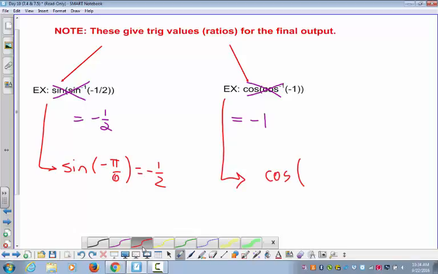Here, inverse cosine of negative 1. Angle on top with a cosine of negative 1 is pi. And then cosine of pi is negative 1. So if the inverse trig function is on the inside and its inverse is on the outside, they just eliminate each other. They undo each other. So, all right. But again, if you're not comfortable with the general principle, just start on the inside and work your way out. That always works.